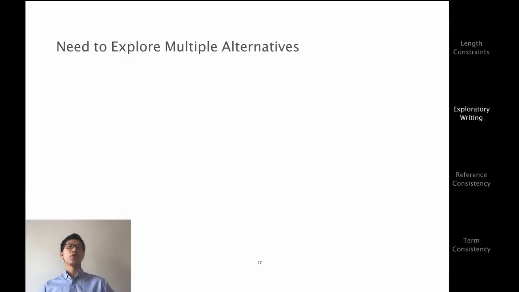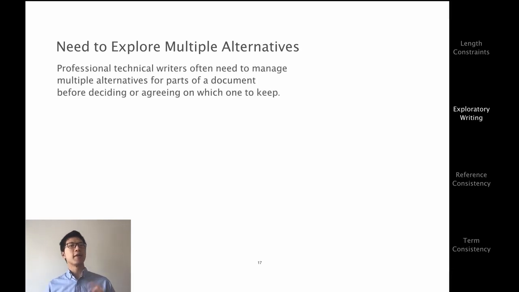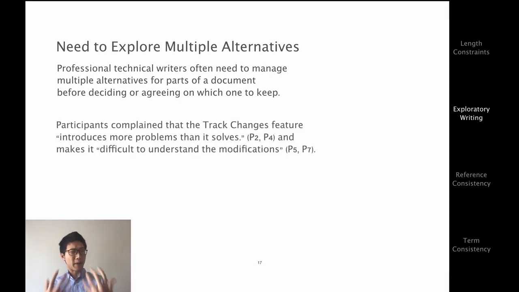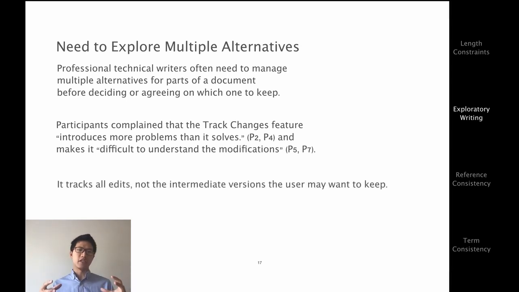The second issue is that users need to explore multiple alternatives. We see that professional technical writers often need to manage multiple alternatives for part of the document before deciding or agreeing on which one to keep. Participants complained that the track changes feature introduces more problems than it solves and makes it difficult to understand the modifications. Track changes tracks all the edits of the document, not the intermediate versions that the user may want to keep. And we designed Variantlet to address that issue.